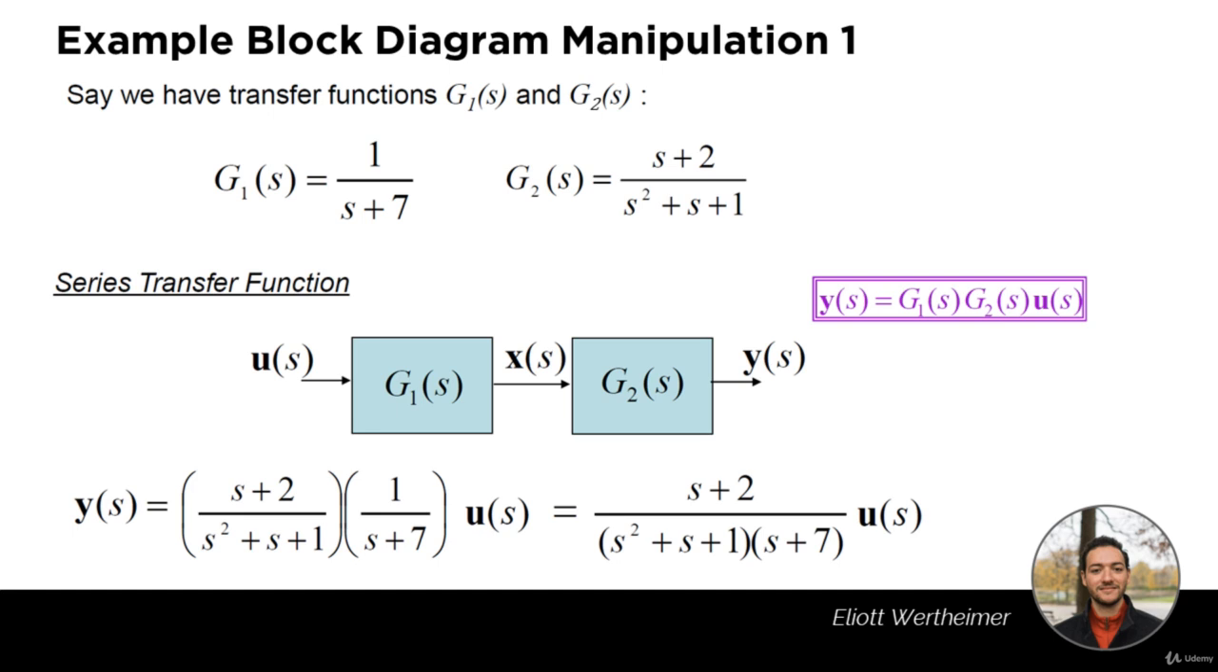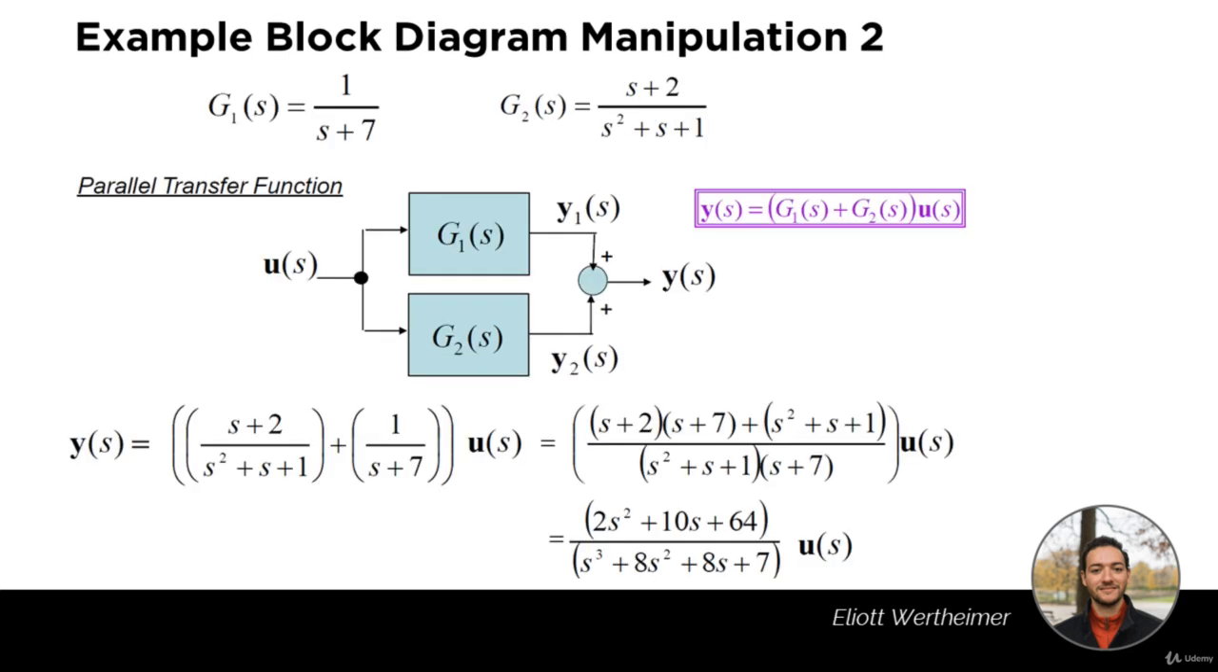So you can replace the transfer functions inside, so you get that Y(s) is equal to (s plus 2) over (s squared plus s plus 1) multiplied by 1 over (s plus 7) multiplied by U(s). And eventually, you can get the transfer function for that whole series transfer function system. Okay, you just divide the output by the input to give you the relationship between the two, and it's eventually going to be (s plus 2) divided by, in parentheses, (s squared plus s plus 1) multiplied by (s plus 7).